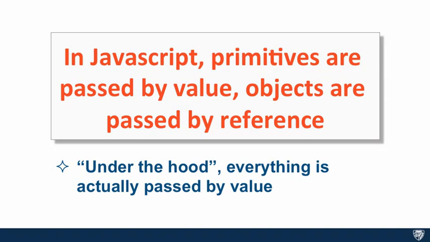Now the truth is that underneath the hood in the JavaScript engine, everything is actually passed and copied by value. The difference, why one is called pass by reference and one pass by value, really comes from the way objects and primitives are stored in memory. So let's go ahead and take a look.